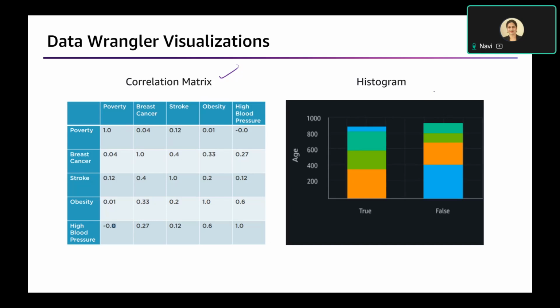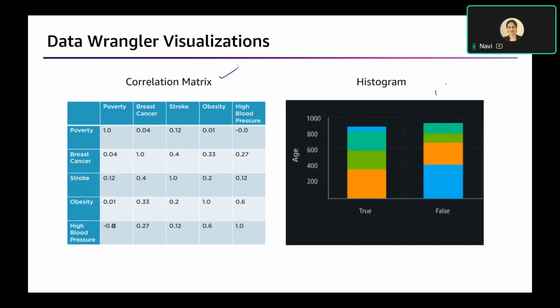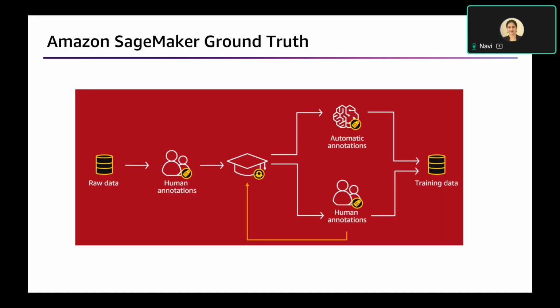Histograms are for numerical data distribution. You can visualize using bar charts, scatter plots, time series plots. So it is a very helpful tool, making it easier to prepare our data for model training. Earlier, scientists were spending 80% of the time doing all these things, which are now possible through this tool called Data Wrangler.